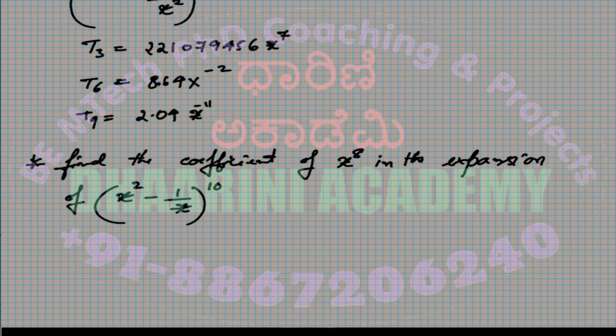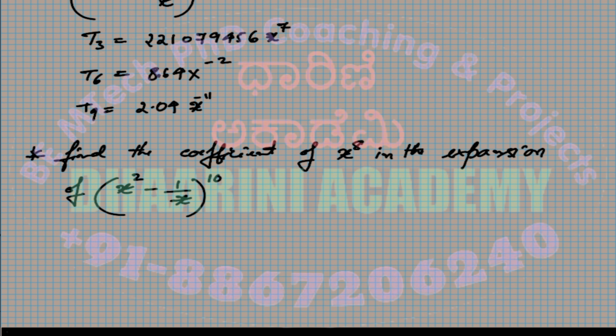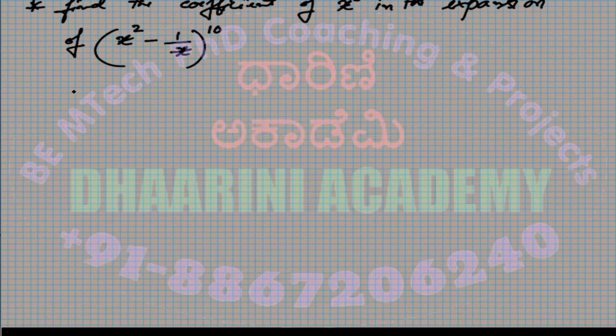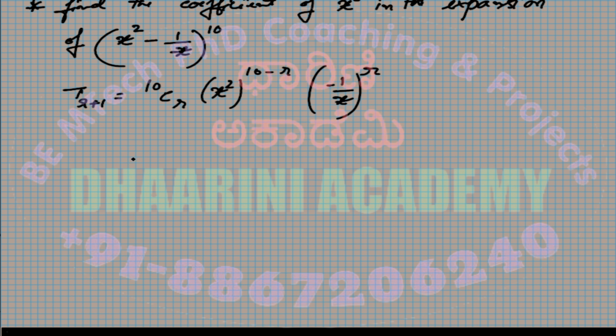So in order to find this, my objective is that I need to find out what is the value of r first. So in order to find the value of r, let's generally write what is tr plus 1 for this given problem. So tr plus 1, n is equal to 10. So nCr into the first term, that is x square raised to the power 10 minus r into minus 1 by x raised to the power r. So let's try to simplify this further.